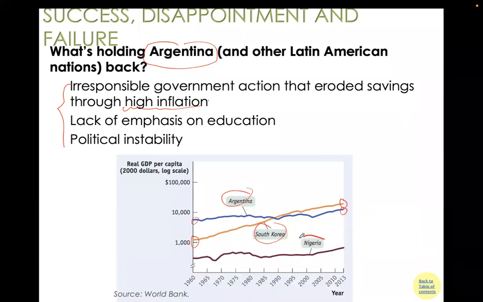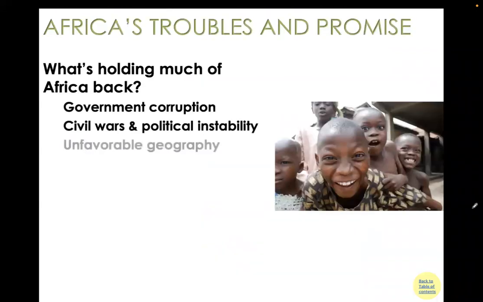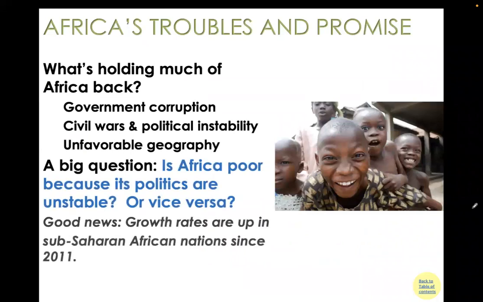And here we also have an African country, and usually this African country is doing poorly compared to not only this Asian country but even Argentina, a Latin American country. But then the question is, what is holding back Africa? Right? So yes, we can come up with the standard explanation. They have corruption, they have war, they have unfavorable geography.